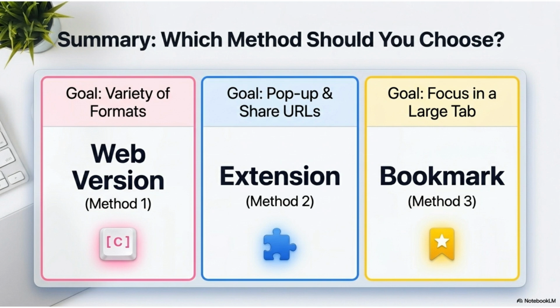Summary. Which method should you choose? Use the web version, Method 1, if you want a variety of window formats while working in Gmail. Use the extension, Method 2, if your goal is to quickly share URLs via a pop-up. Use the bookmark, Method 3, when you want to focus on writing in a large, clean tab with one click.